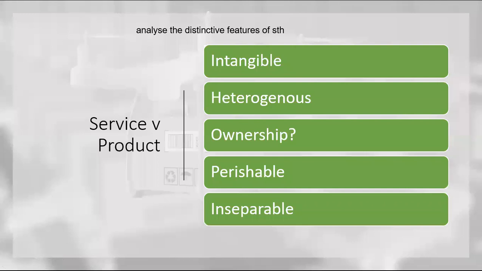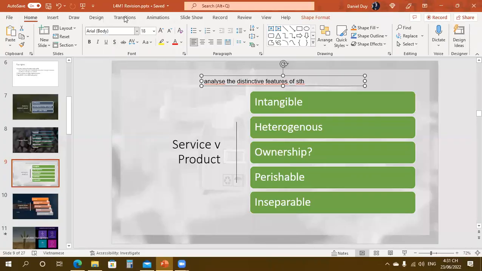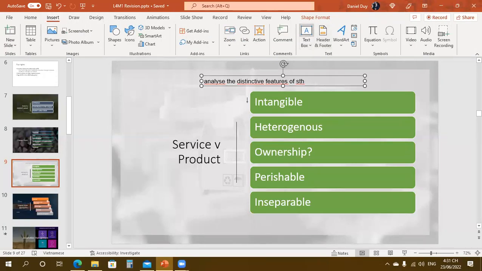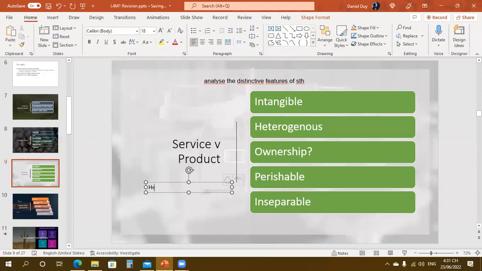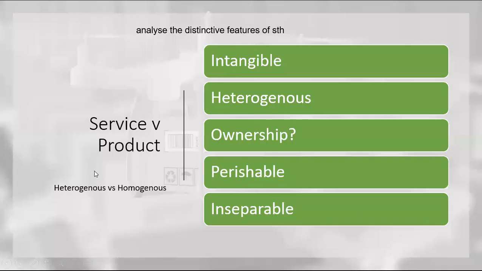Okay, come back to service and product. I see a question on heterogeneous. Can you distinguish between heterogeneous versus homogeneous? Homogeneous here means everything is the same, and heterogeneous means the things are different.